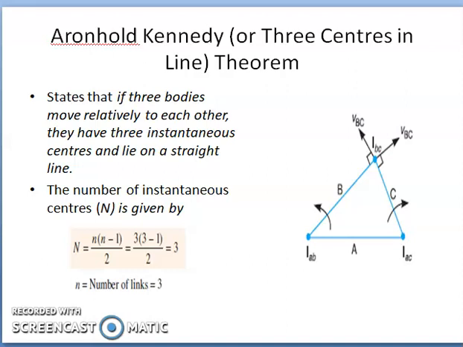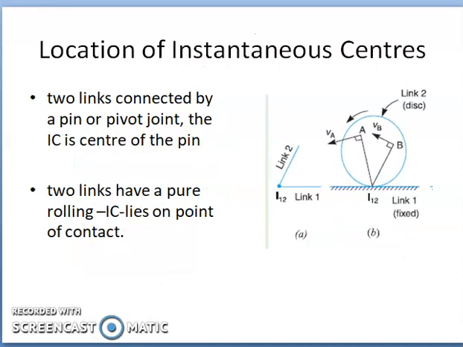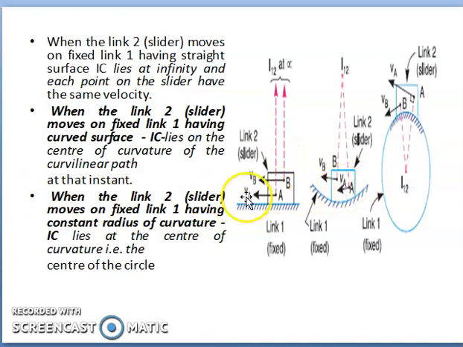So in the previous class, we discussed how to locate the instantaneous center. If two links are joined by a pin joint, then the joint is an instantaneous center. If one link is rolling over the other, then the point of contact is called an instantaneous center.